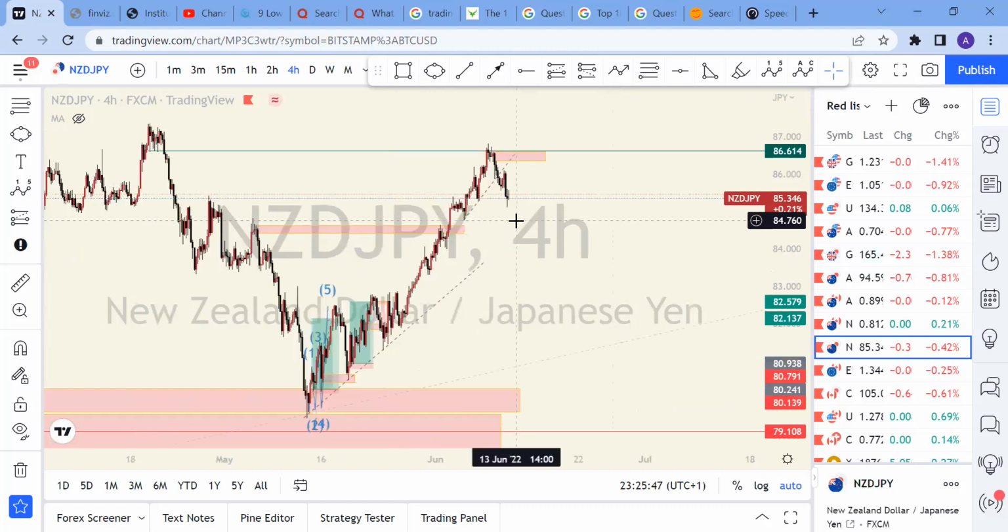NZDJPY, you can see my preferred point of entry. I really would have entered from here, but I missed that trade because most times I'm not on seat or probably available in the office. But as you can see, this is something interesting I'm looking at the moment. So I'm hoping to see price.